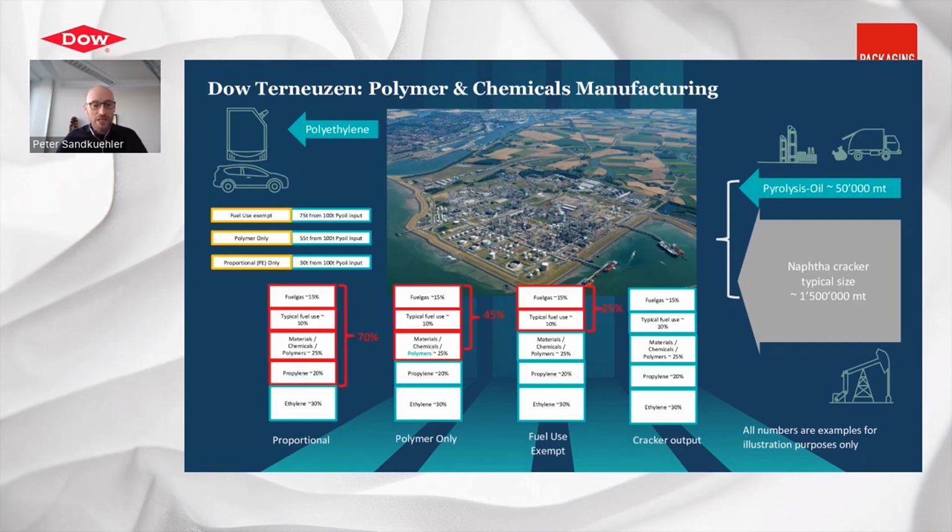What that in practice means is that as we go for polyethylene production, and you see that in the upper left corner of the slide, 75 tons would be coming out of the system as polyethylene for every 100 tons of pyrolysis oil inputted into this site. That is the fuel use exempt. If you go to polymer only, it would roughly be 55% that would be used. And if you're looking at the proportional allocation, then you would use 30%.